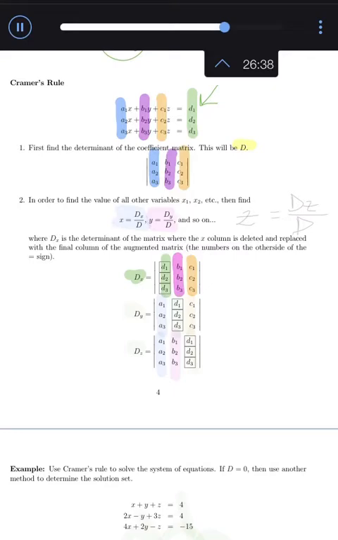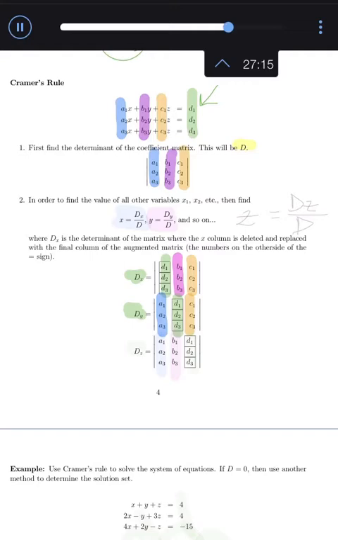The next one, Dy, is going to work very similarly. The x column will stay the same. The z column will stay the same. The only one that's going to get swapped out here is the y column. What is normally the y coefficients is going to get replaced with just the regular constants. Again, we take the determinant, and that will be what we consider our Dy.